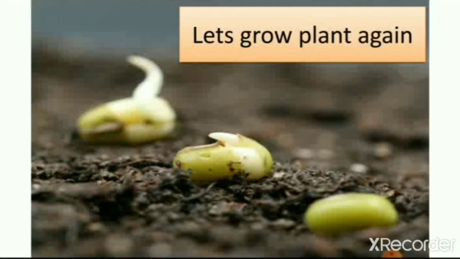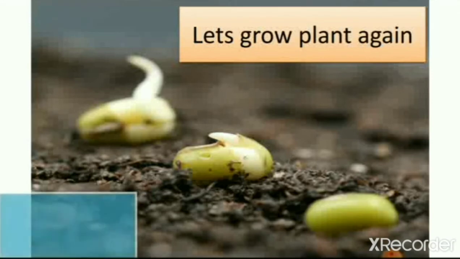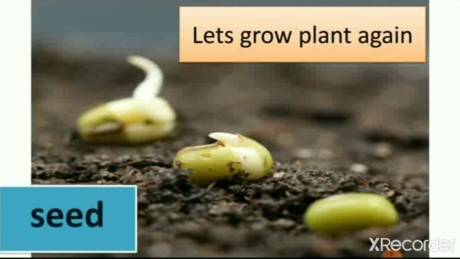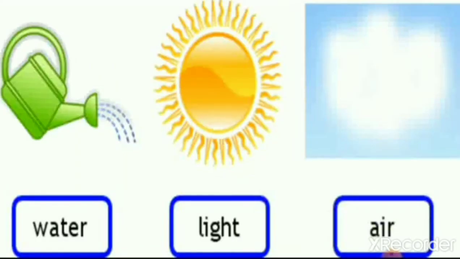Now let's start how leaf grows. First we need seed. You can see here seed which we grow on the floor, right? Can we grow a tree on the floor? No. So we need soil. Here you can see soil. Now let's start to grow the tree.